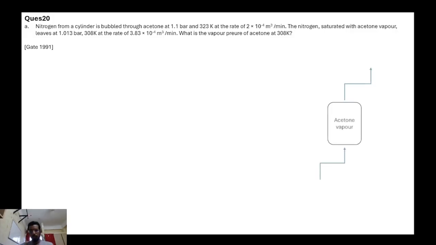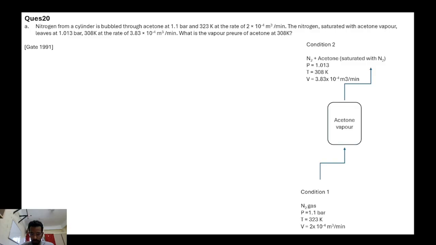Okay. So very first, the acetone is in the cylinder and the nitrogen is coming from the bottom. After the nitrogen goes through the acetone, at the saturation point, the maximum limit of nitrogen plus acetone vapor will go out. So we have to find the vapor pressure of acetone at 308 Kelvin. Very first thing, both are gases. At condition 2, we only have nitrogen and acetone, right?